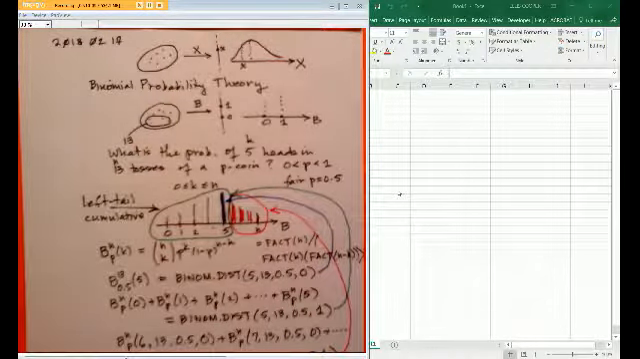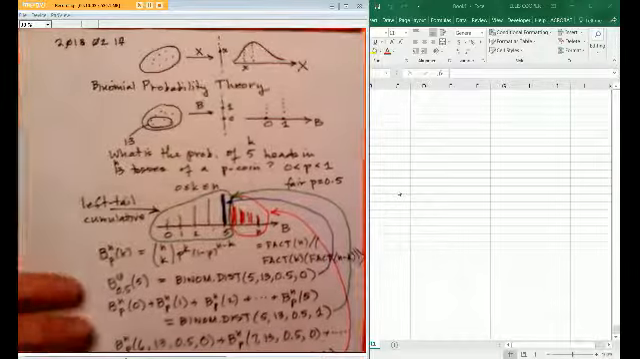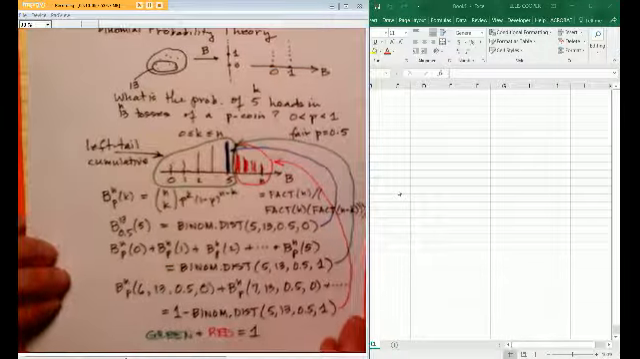That's basic probability theory. Now, you don't see that, so let's make sure you see that. Okay?